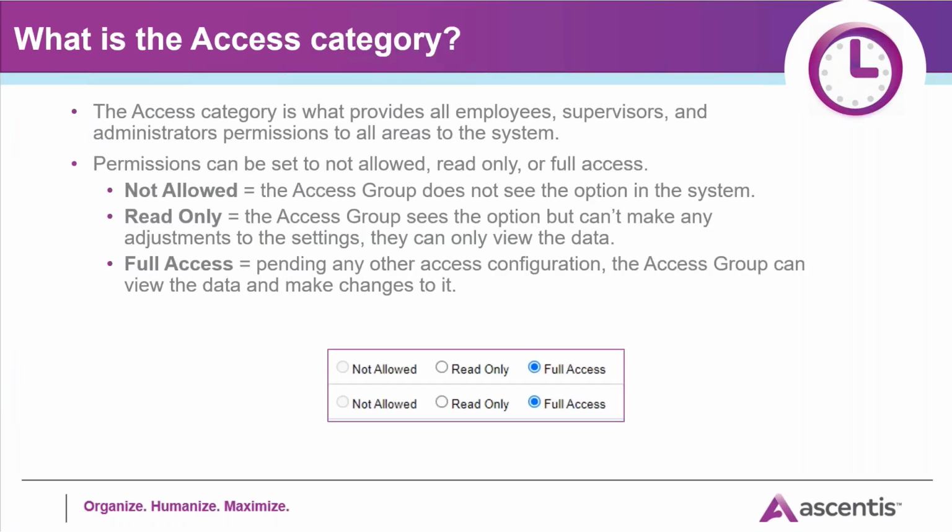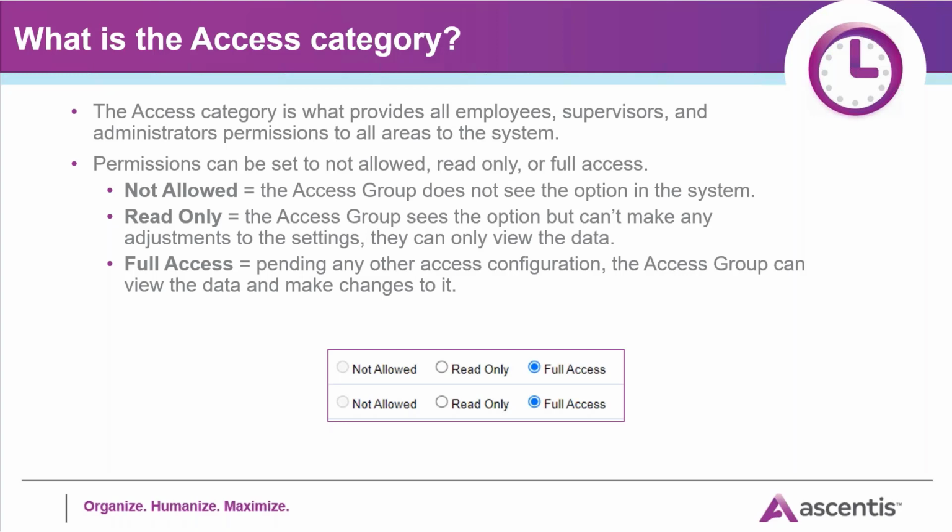So what is the access category? The access category is where you give permissions to all of the different pages, categories, tabs, and options within the system. There are 3 different types. There's going to be not allowed. So that means that the access category you're working with does not even see the option in the system.